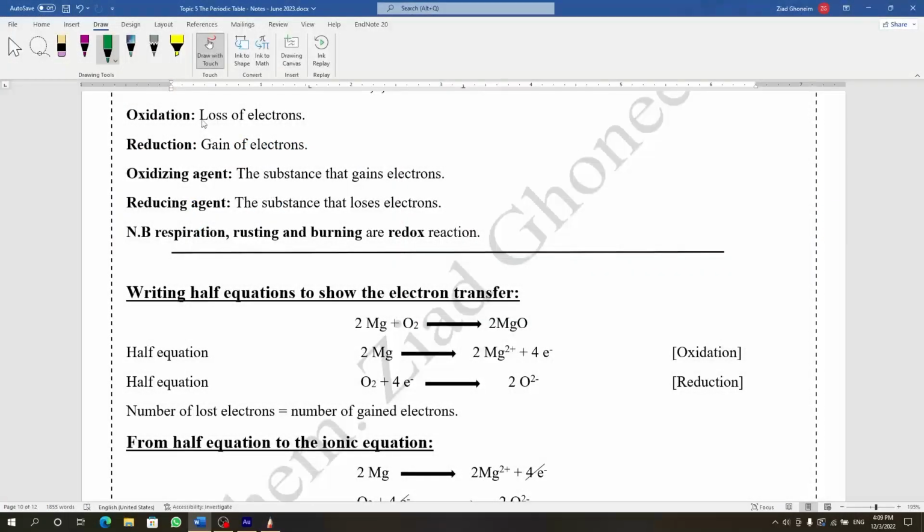Here, oxidation is the loss of electrons, while reduction is the gain of electrons. An oxidizing agent is the substance that gains electrons, while a reducing agent is the substance that loses electrons. Some examples of redox reactions are respiration, rusting, and burning. All of these are redox reactions.